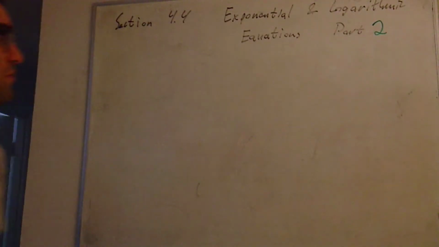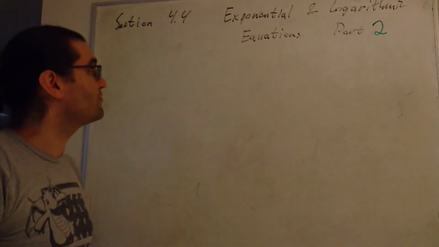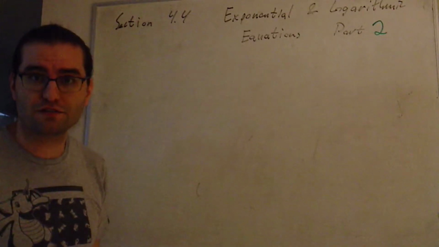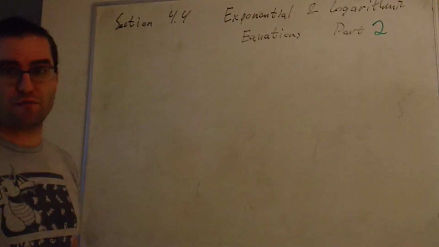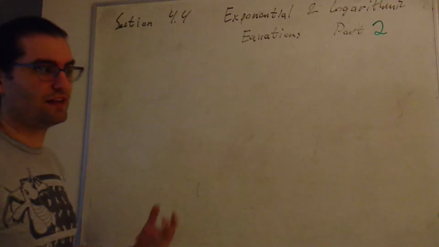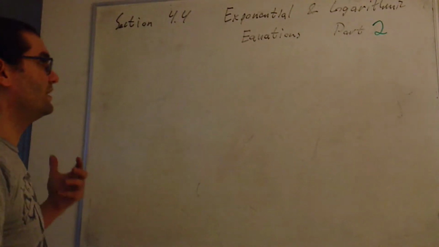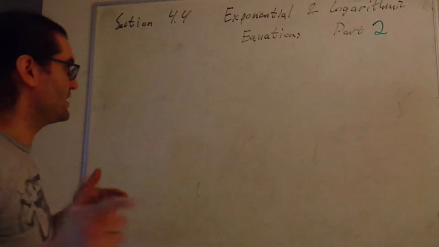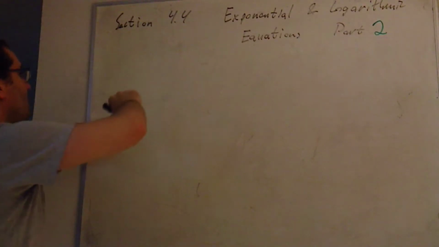Okay, we're doing part 2 of section 4.4, exponential and logarithmic equations. This is where things stop being so nice and clean and they get a little messy and weird, and it's going to be a good time. Here we go.